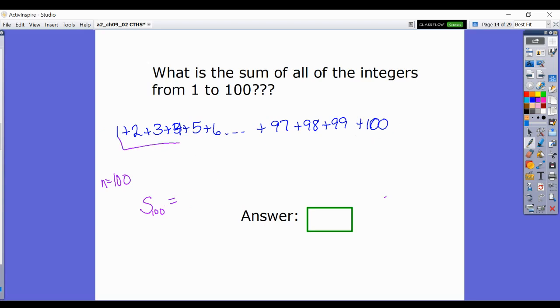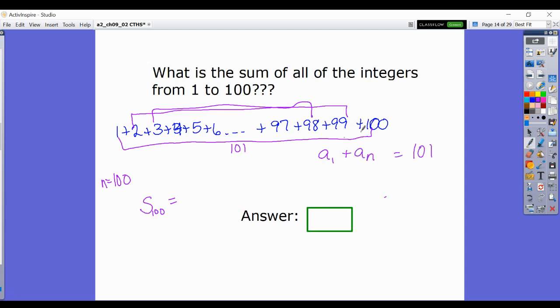And this is how it goes. If you take the first plus the last, that's 101, right? What if I go in 1? 99 plus 2, still 101. 3 plus 98, still 101. So the first plus the last is 101.